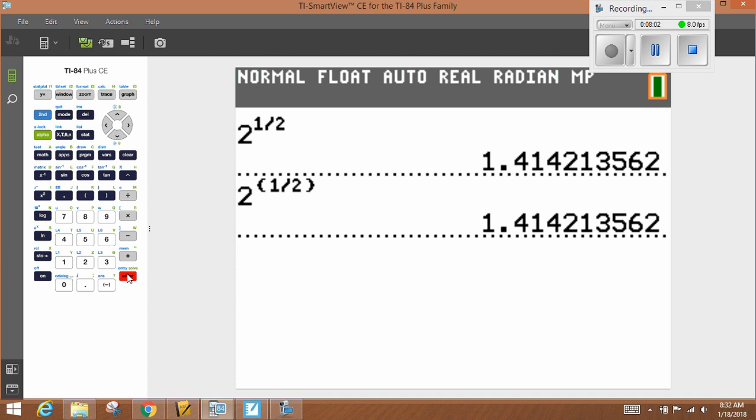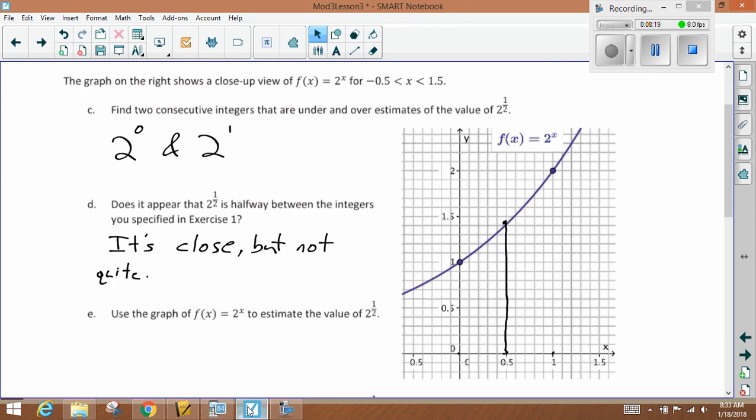Alright? So it's approximately 1.414. Cool. That's what it is, right? Amazing. Moving on. That's how to calculate it in your calculator. We'll talk a little bit more about the calculator here in a second.